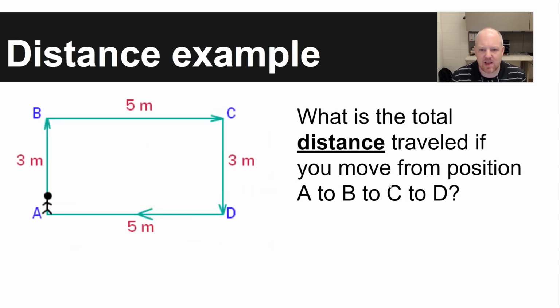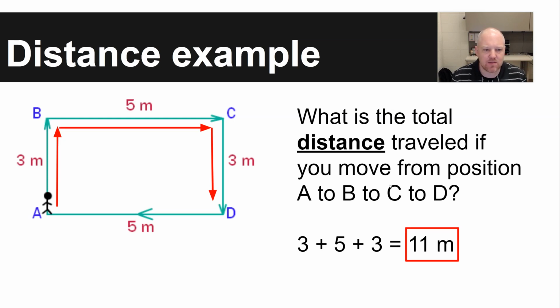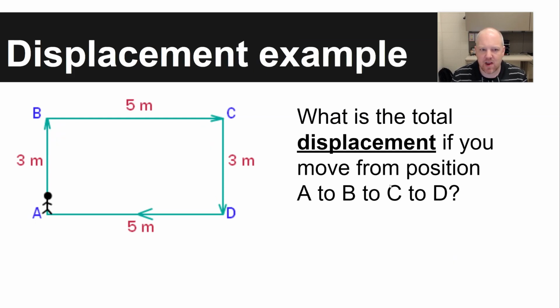So what is an example to distinguish between these two? What is the total distance that's traveled if you move from A to B to C to D? Illustrated here from A to B to C, C to D, you would have a distance of 3 meters plus 5 meters plus 3 meters. 11 meters is the distance you've traveled. Displacement, on the other hand, is just from start to finish directly.